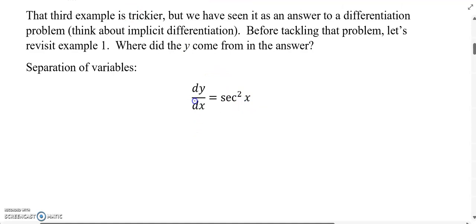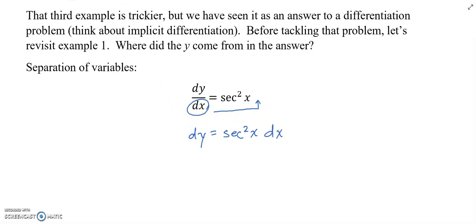Really what we did was we took this dx, which was in the denominator, and we moved it over to the other side. Think about this. If we multiply both sides of the equation by dx, then we're going to get dy all by itself on one side of the equation. And then secant squared of x is going to be multiplied by dx. Now that looks a little funny, but think about what would happen if we took the antiderivative of both sides.